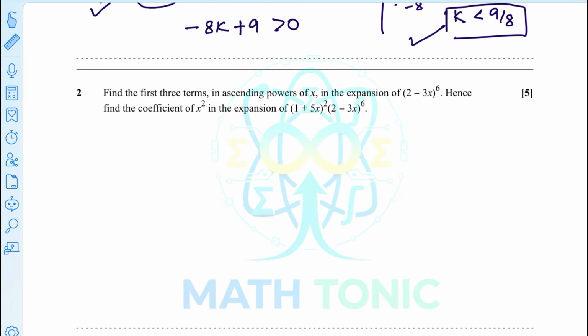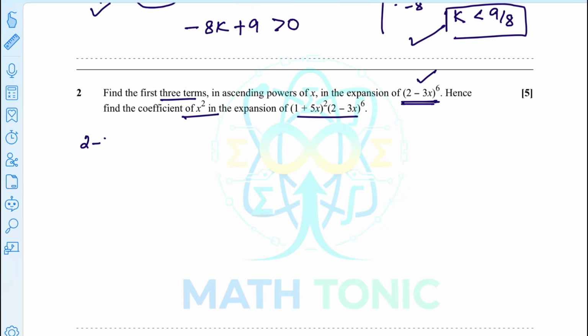Question number 2 is given. Find the first three terms. This is a question from AP and GP, right? No, this is a question from the binomial expansion. First three terms, in ascending powers of x, in the expansion of (2 minus 3x) to the power 6. Hence, find the coefficient of x squared in the expansion of (1 plus 5x) squared times (2 minus 3x) to the power 6. So, okay, let's start with this.